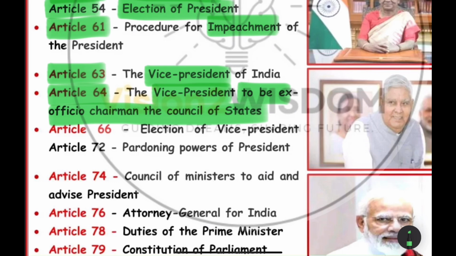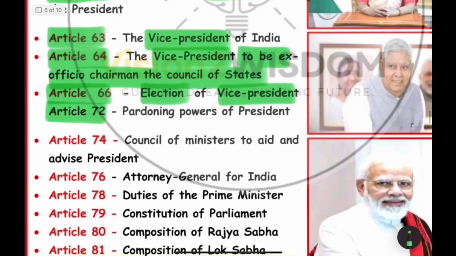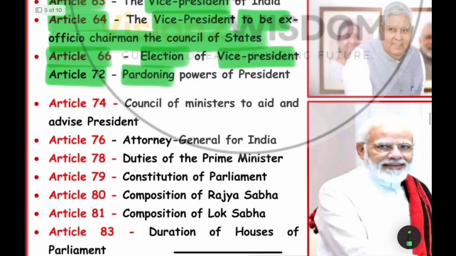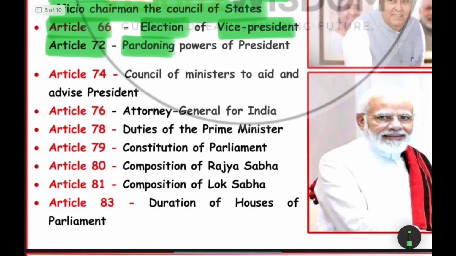So this is the meaning of ex officio. Now Article 66 tells about the election procedure of the Vice President. Then Article 72 gives the pardoning power of the President. So the President has some pardoning power related to the verdicts given by the Supreme Court.